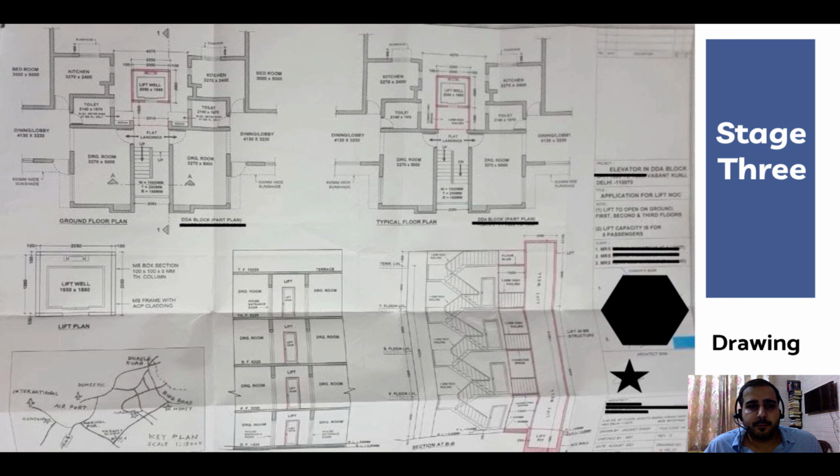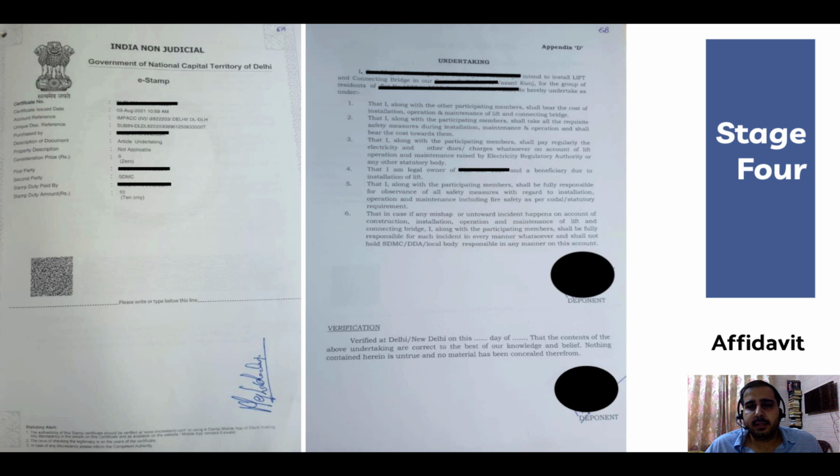Now we have come to stage 3. Stage 3 is preparing a drawing. Once you finalize the lift project with us, our architect will visit your site. He will prepare a drawing and show the prospect where the lift is to be installed, as this drawing will also be applied along with other documents to the respective MCD, as DDA has transferred the handover and takeover to the MCD. At the fourth stage, you will be signing some affidavits.